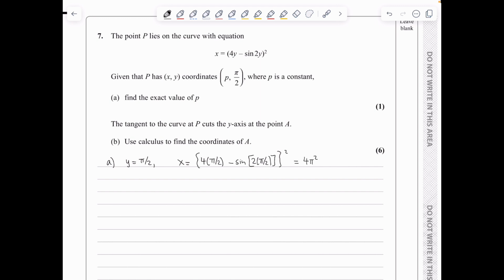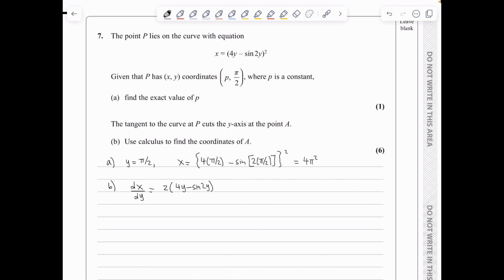In part B, we've got that the tangent to the curve at P cuts the y-axis at the point A, and we need to use calculus, which means differentiation, to find the coordinates of A. So I will start by determining an expression for dx/dy. In this case, we are applying the chain rule. So we get the power of 2 down, so it's 2, we deduct 1 from the power, so 4y minus sine 2y.